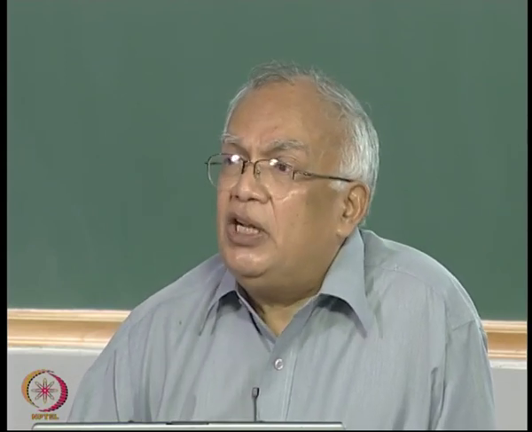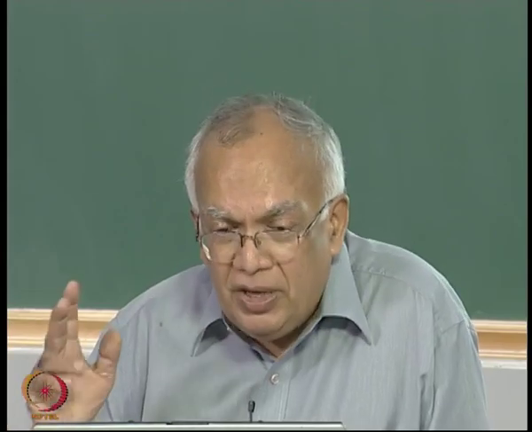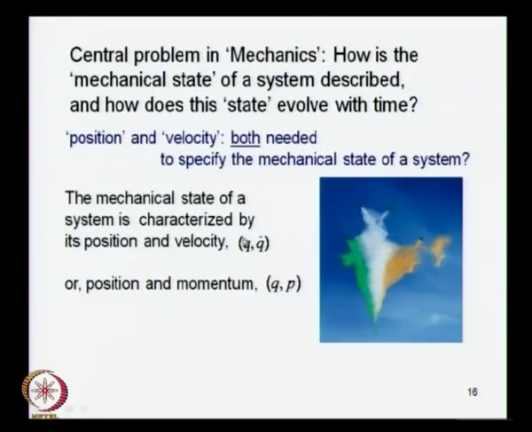If you knew the position alone, you still cannot predict where the aircraft will be after 1 hour, because if it starts out from Chennai at 300 kilometers per hour toward the west, it will be over Bangalore, whereas if it started out at 600 kilometers per hour, it would be over Mangalore. So, these are two independent parameters. You need both to predict the temporal evolution of an object. So, you need the position and the velocity.